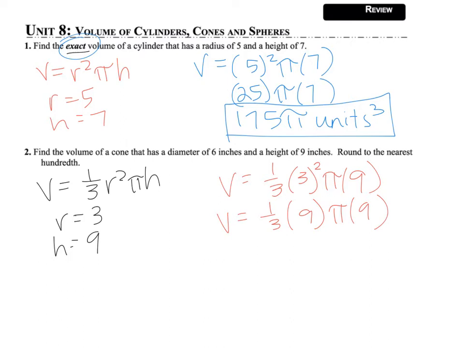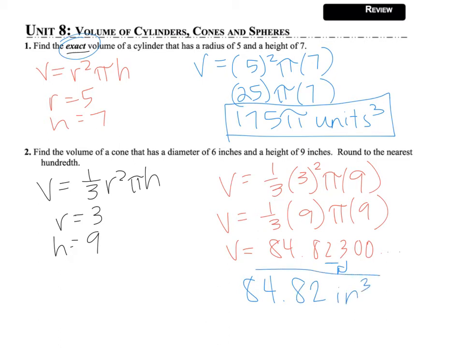So we're going to do 9 times 9, which is 81, times pi, and we're going to use the pi button on our calculators, divided by 3. And it says to round to the nearest hundredth. So if you were to do this, you would have found that it was 84.82300, and it kept going. Well, hundredths, so tenths, hundredths. So does this 3 make the 2 go bigger? It does not, so it stays 84.82 inches cubed.